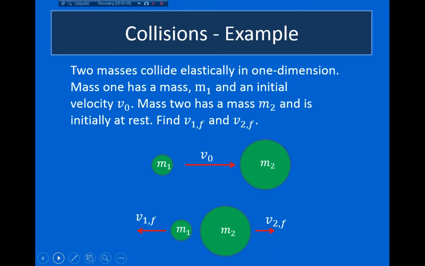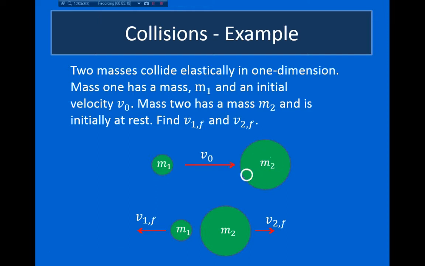So now in this next example, I'm going to work through a perfectly elastic collision. So this is a collision in which both energy and momentum are conserved. And I want to look at just the most general case. Well, not really the most general case. I want to look at a case in which one of the masses is initially at rest.